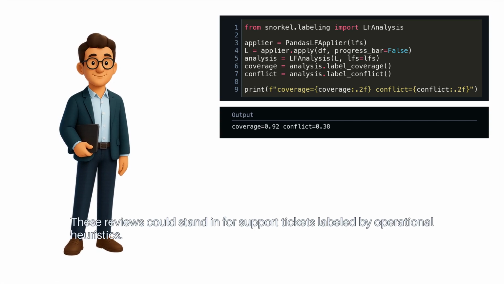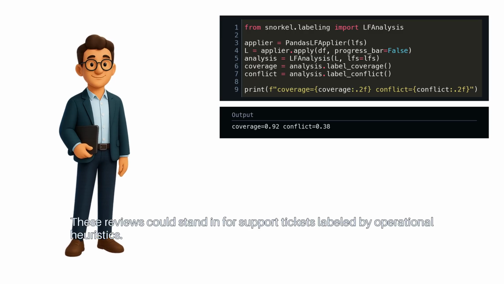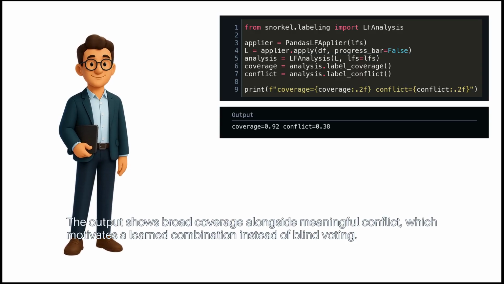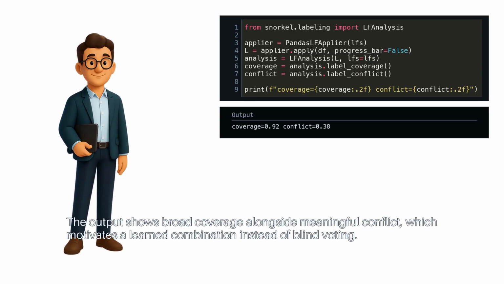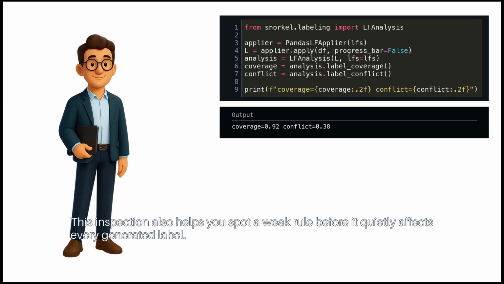These reviews could stand in for support tickets labeled by operational heuristics. The output shows broad coverage alongside meaningful conflict, which motivates a learned combination instead of blind voting. This inspection also helps you spot a weak rule before it quietly affects every generated label.